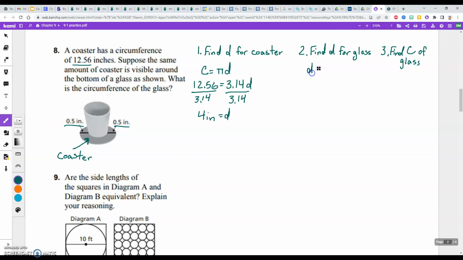For the diameter for the glass, then, we have 4 minus 1, meaning the diameter of the glass is 3 inches. So then the circumference of the glass is going to be circumference equals pi times diameter. So circumference is 3.14 times 3. And that would be 9.42 inches. There we go.